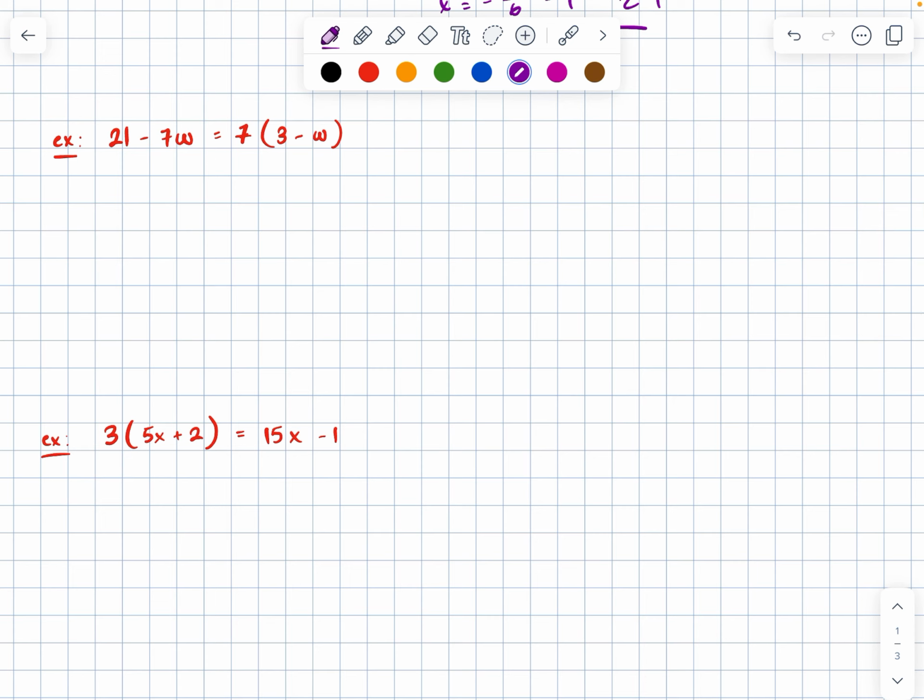Cool. Let's do 2 more. So you know the drill. I've got these 2 equations. Again, my goal is to make this equation true. Let's find the value of the variable so that when I substitute it back in, I will get a true mathematical sentence. Go ahead.